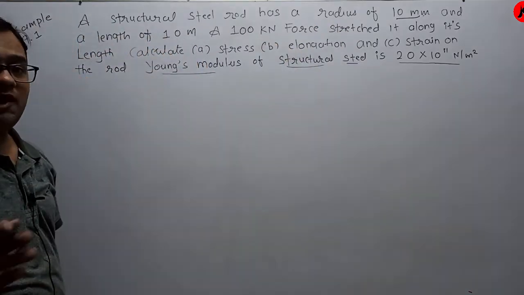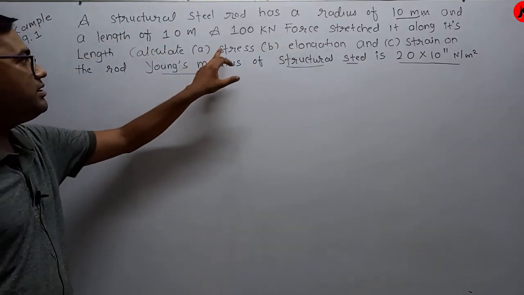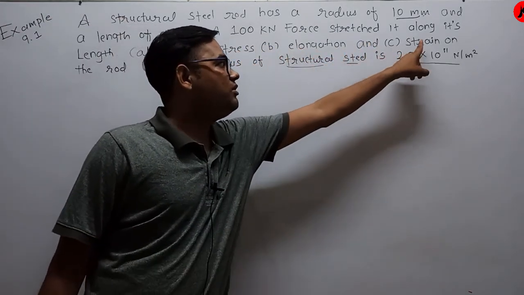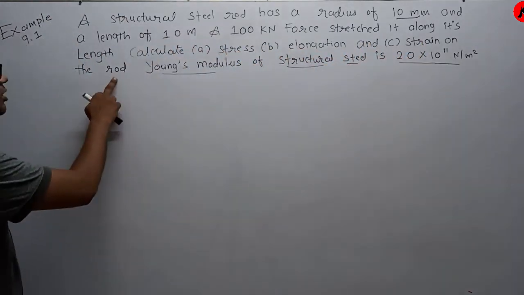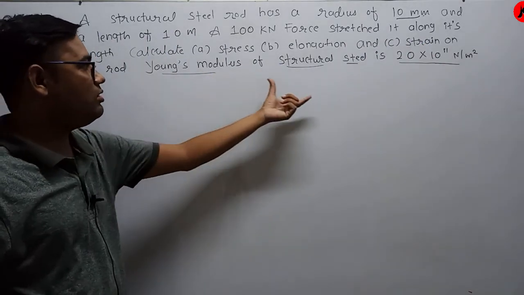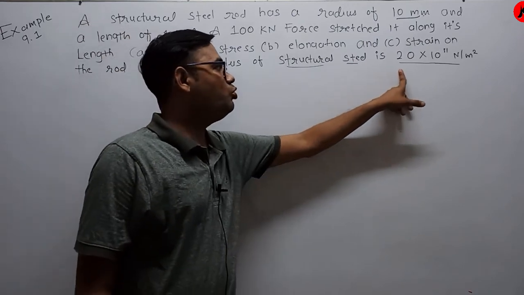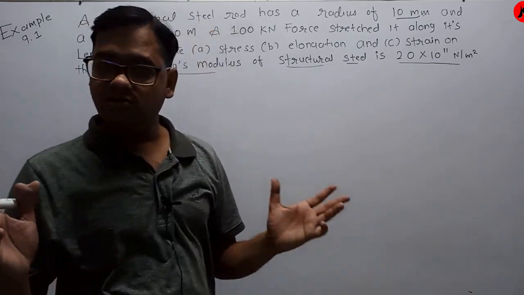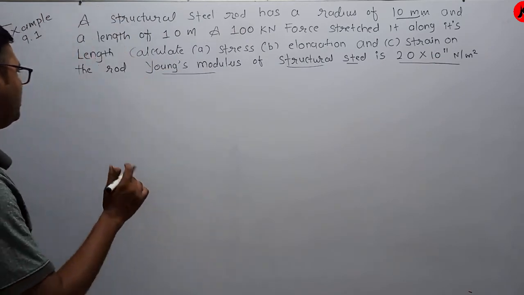And what do we need to calculate? The point A, stress; point B, elongation; and the last point, strain on the rod, right? And we are given that the Young's modulus of structural steel is 2.0 into 10 raised to 11 Newton per meter square, right?